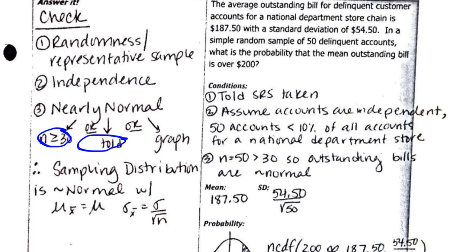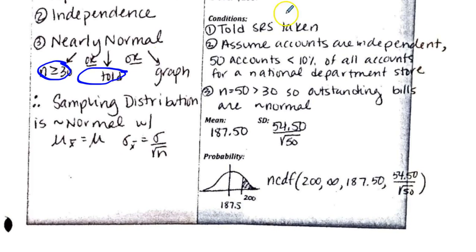Now, if I'm going to solve this in a question, in this case, we were told a simple random sample of delinquent accounts was taken. Assume the accounts are independent, since 50 accounts is less than 10% of all accounts. When they tell you it's a national department store, that's a way of making sure you know it's a really big department store, so 50 accounts should be less than 10%. 50 is greater than 30, so the outstanding bills, how much is due, are approximately normal. We have the mean and standard deviation. You're going to do normal CDF, shading above. So 200, infinity, here's our mean, here's our standard deviation, and I believe if you do this in the calculator you get 0.9476.